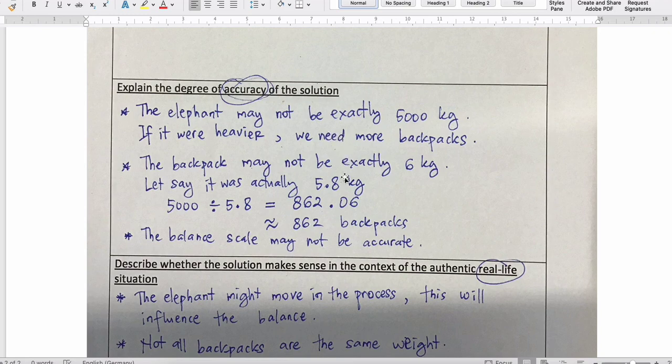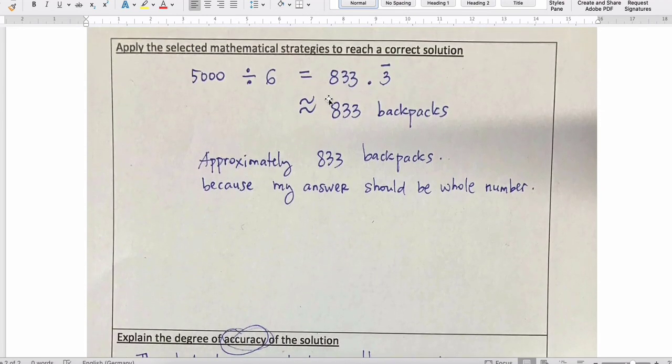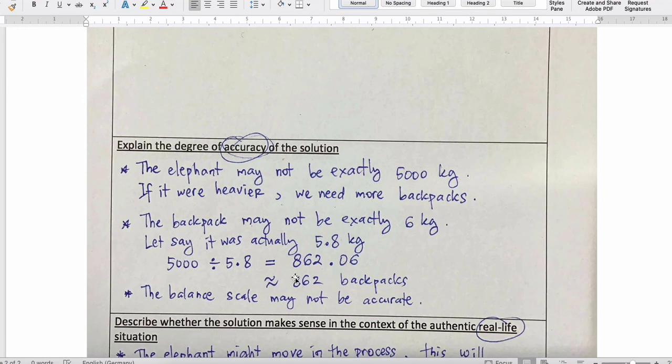Another comment that we made at the time, if the backpack was not exactly 6 kilograms, let's say it was actually only 5.8, then we show that, wow, with such a small difference, we actually influence the answer quite greatly, because when it was 6 kilograms, we need 833 backpacks. However, when it was 5.8 kilograms, we need 862 backpacks. So giving an example like this is also very good to show the effect of accuracy for your answer.